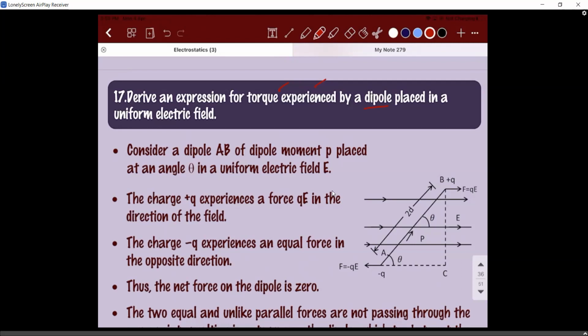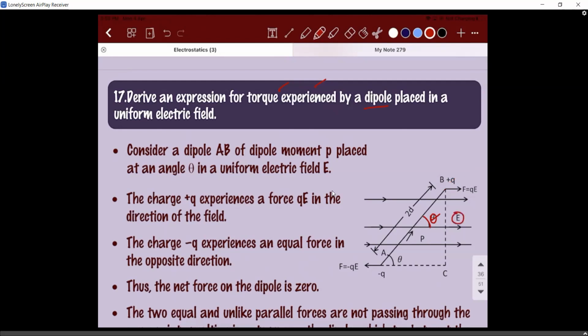Okay, who is making an angle? The axis of the dipole is making an angle theta with respect to the electric field itself. Okay, when that is going to be the scenario, then what will happen to it? The answer is very simple.